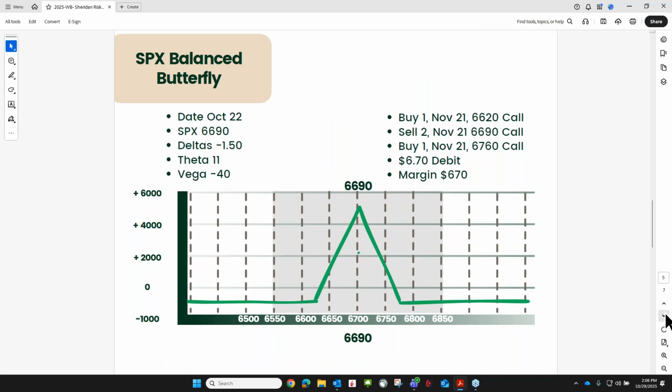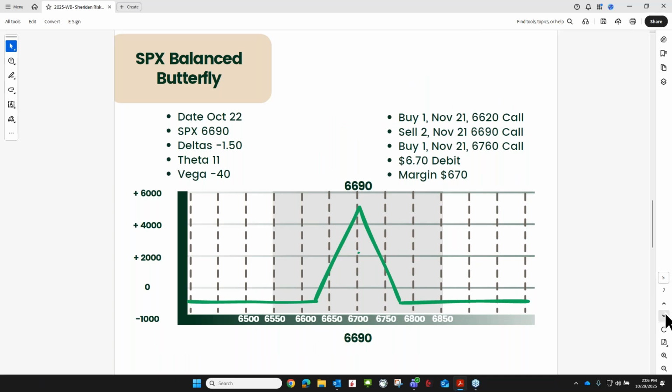I'm selling more extrinsic value. But here's the key. If you look, in this case, I'm buying an in-the-money call, the 66.20, 70 points down, and I'm buying an out-of-the-money call, the 67.60, 70 points up. So you say, Dan, what do you call this? I call it a balanced butterfly. What do you mean by balanced?